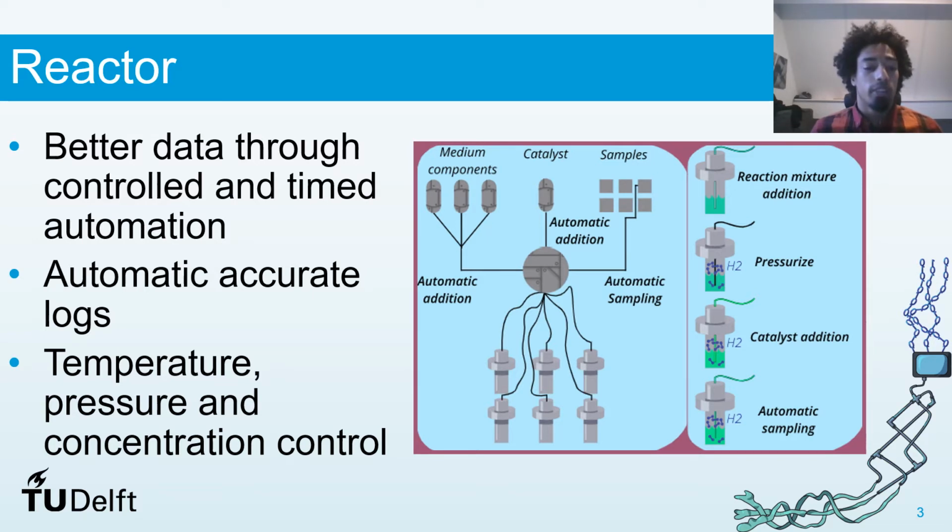So with this reactor, we aim to have temperature control, pressure control, and concentration control, all in a six-way manner with six different autoclaves working at the same time, making high throughput accessible to high pressure environments.